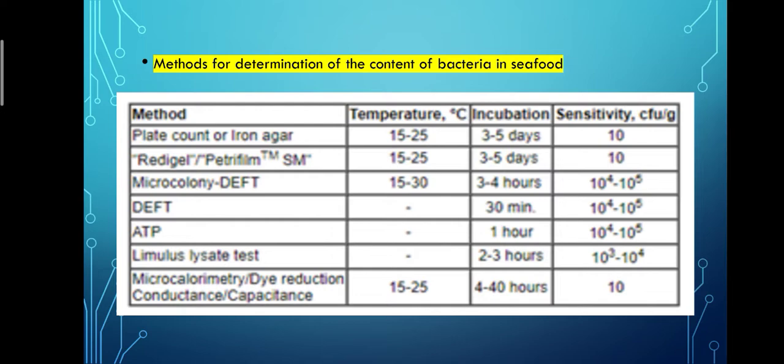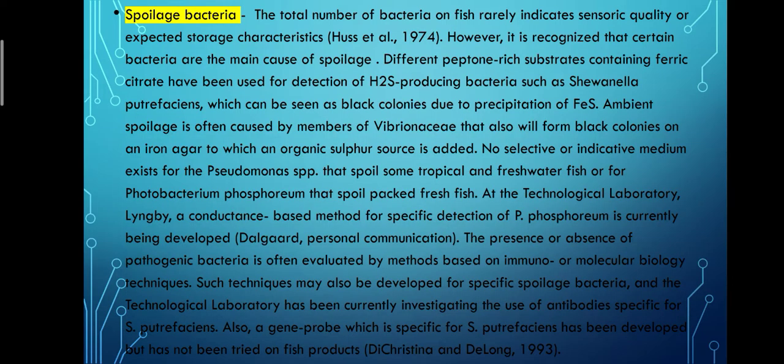We have the method, the temperature in degrees Celsius, the incubation, and the sensitivity, or colony forming units per gram. Spoilage bacteria. So the total number of spoilage bacteria on fish rarely indicates sensory quality or expected storage characteristics. However, it is recognized that certain bacteria are the main cause of spoilage.